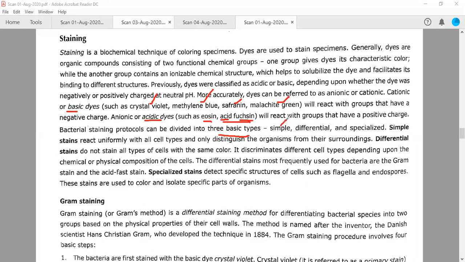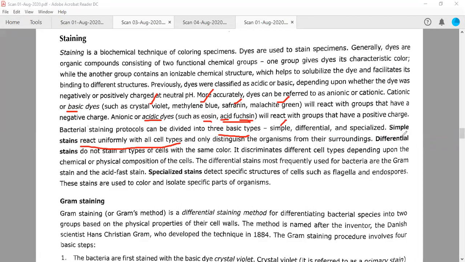Simple method, if you stain a specimen, all the cells are uniformly stained. There is no difference. Simple stains react uniformly with all the cell types which are present and only distinguish the organism from the background or the surrounding.